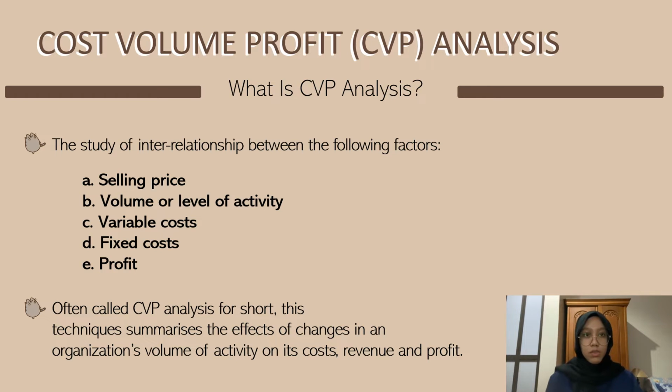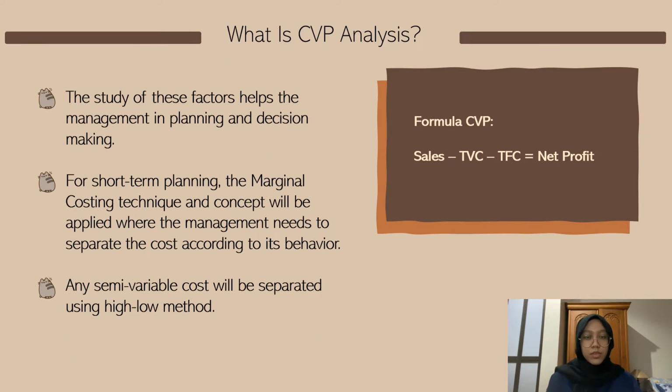So what is CVP? CVP is the study of interrelationship between the following factors: A. Selling price, B. Volume or level of activity, C. Variable cost, D. Fixed cost, and lastly profit. It is often called CVP analysis for short. This technique summarizes the effects of changes in an organization's volume of activity on its cost, revenue, and profit. The study of these factors helps the management in planning and decision making.